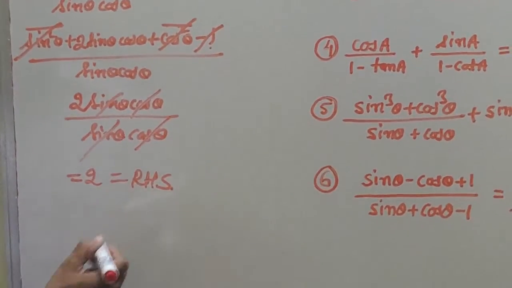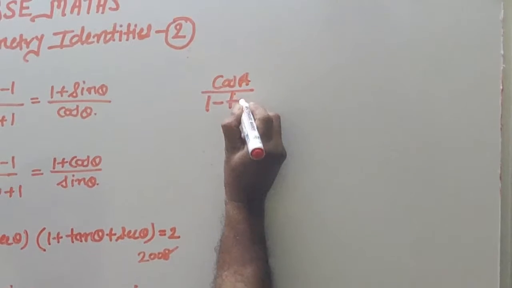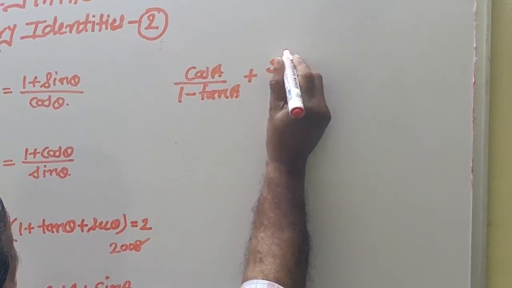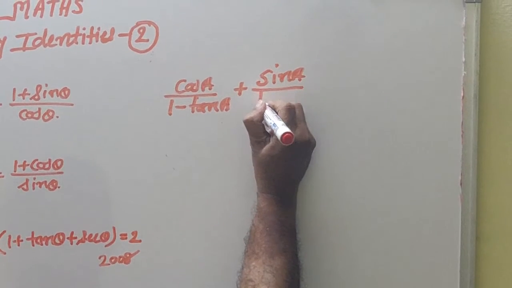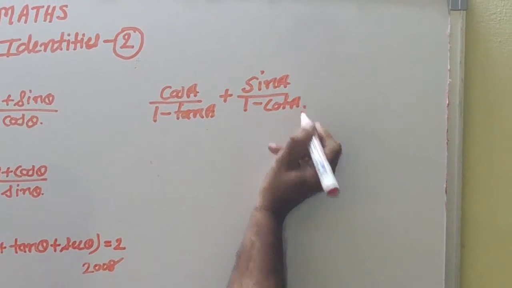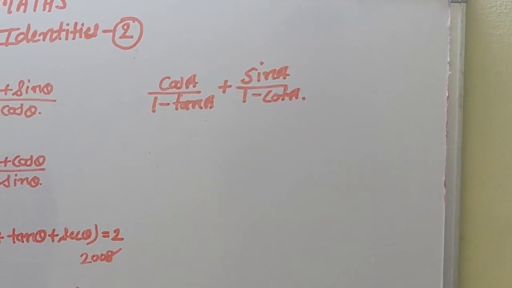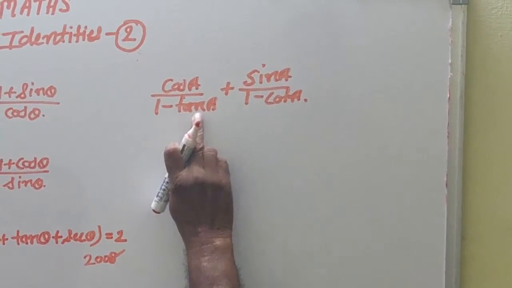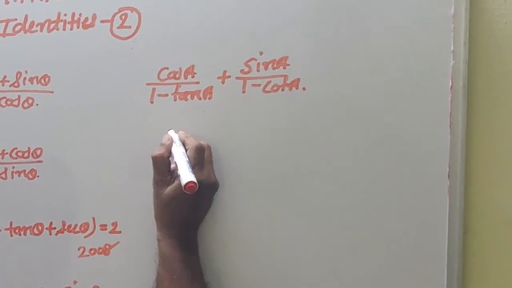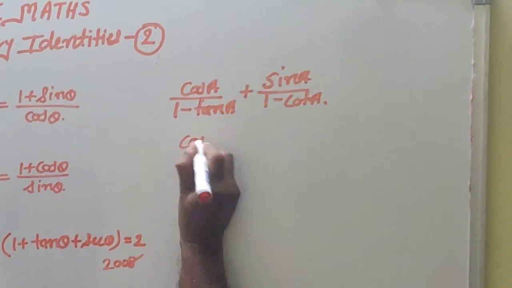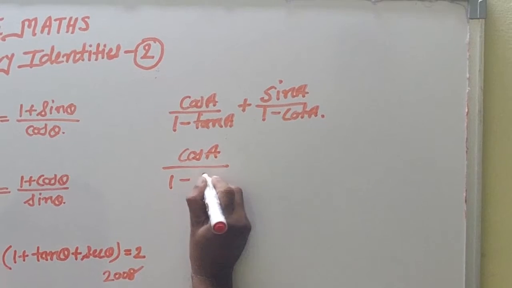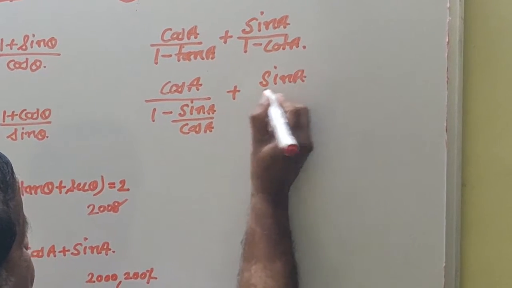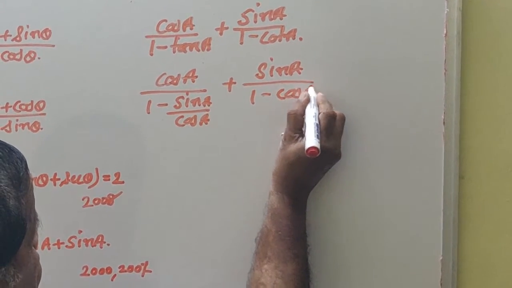Now we are going to the fourth problem. Tan A is given plus, now sin A upon 1 minus cot A is given. This problem was asked in 2000 and 2007, very important sum. Now I will change tan A and cot A in the form of sin upon cos and cos upon sin. First step is this, 1 minus cos A. Now here what will come? Sin A, 1 minus cos A upon sin A.